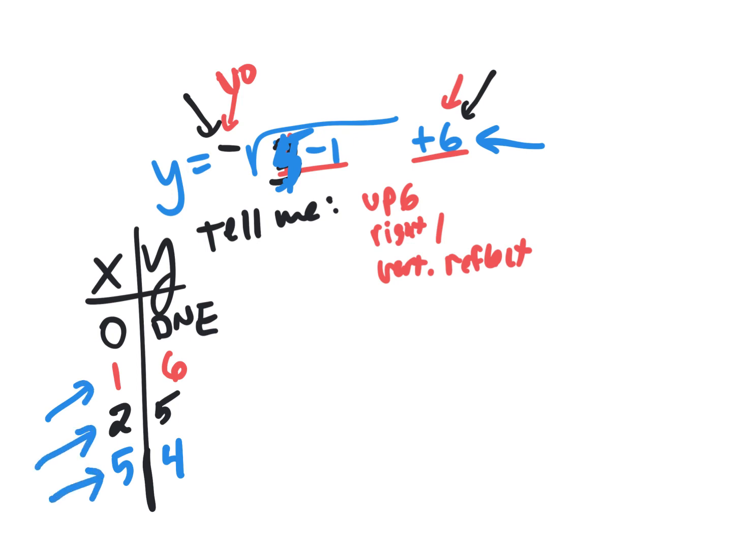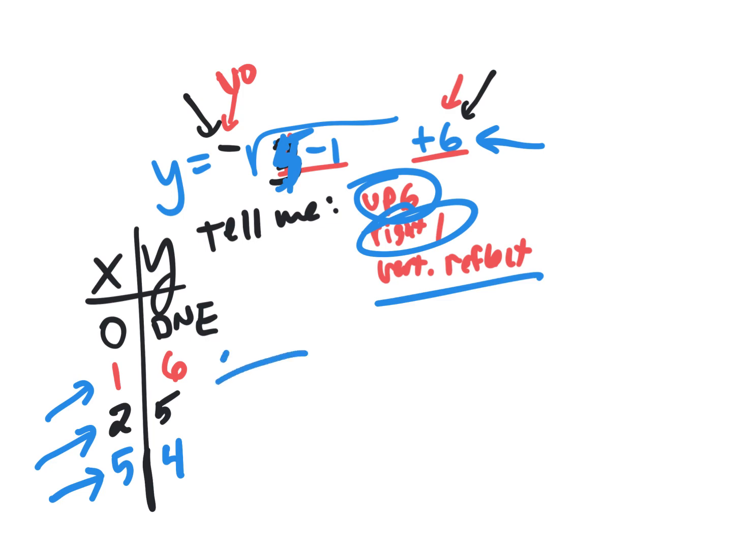If you had just asked me which way it would go, I'd think it's going to go up 6, to the right 1, and vertically reflect. But if you wanted exact points that are on it, that's the way you get them. All right.